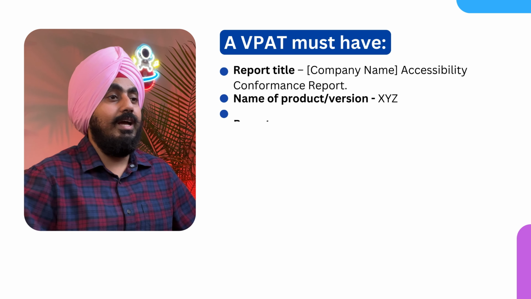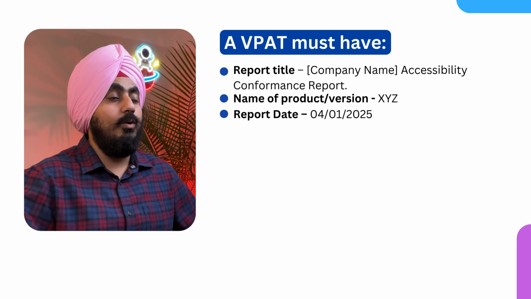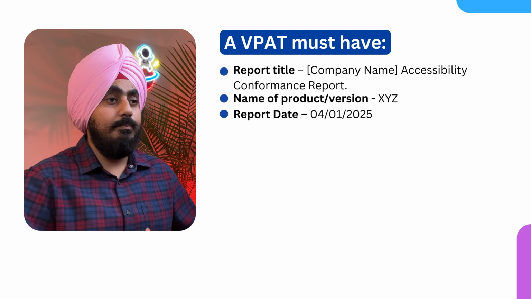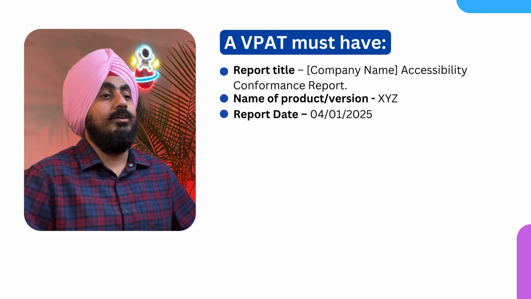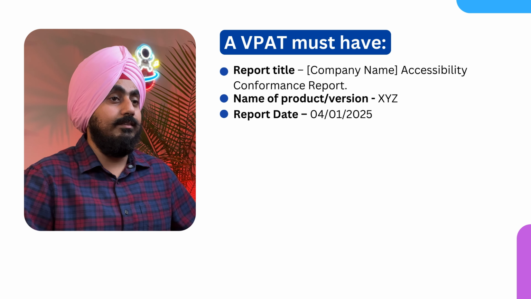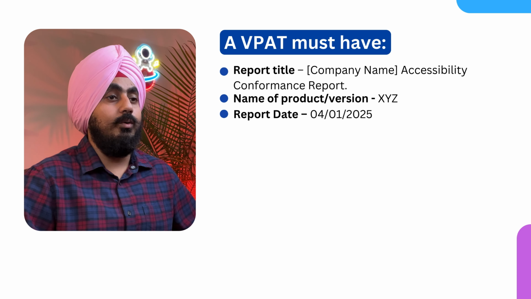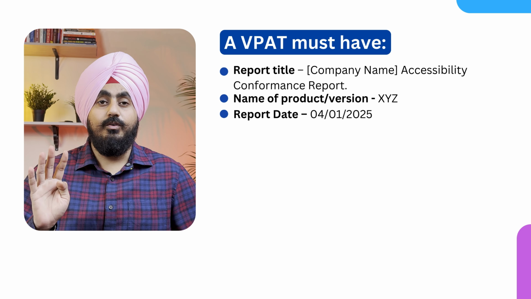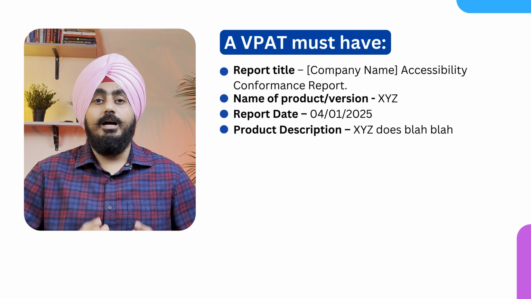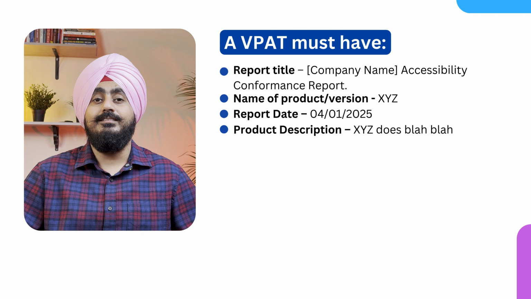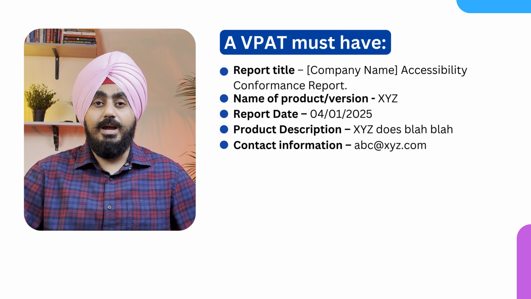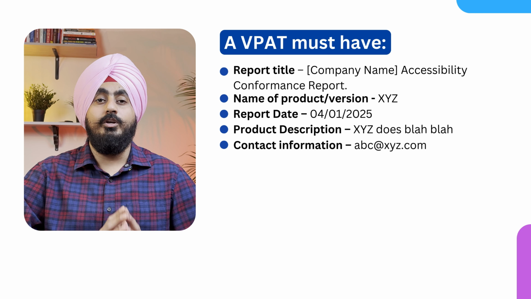At number 3, we have reporting date. The report date might seem formal, but why is it crucial? A VPAT from 2016 might not reflect the latest accessibility updates. So, always check the report date. If it's outdated, ask for the updated VPAT. At number 4, we have product description. A brief product description is a must. At 5, we have contact information. A VPAT should include follow-up contact info such as an email ID of the point of contact.